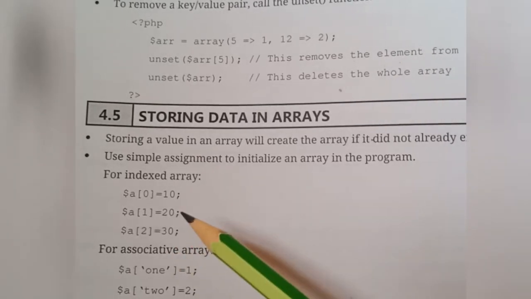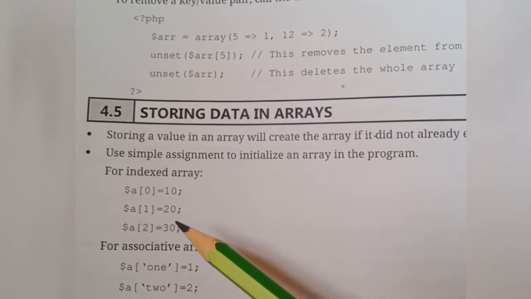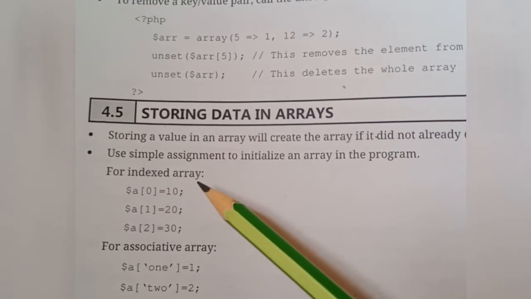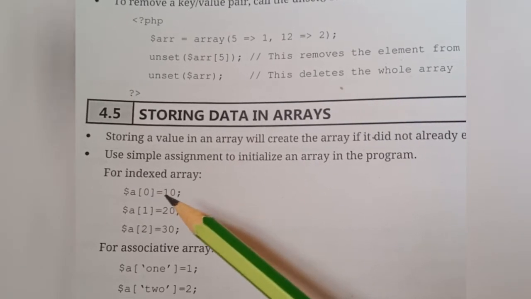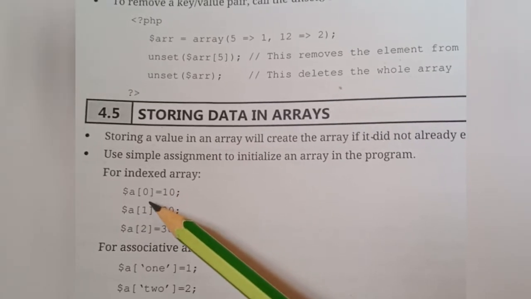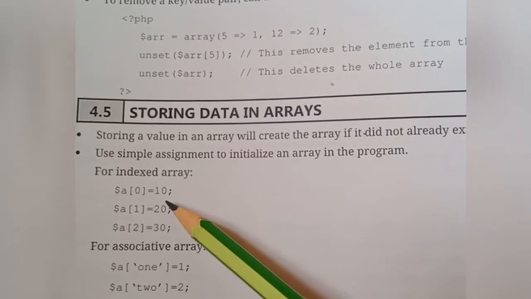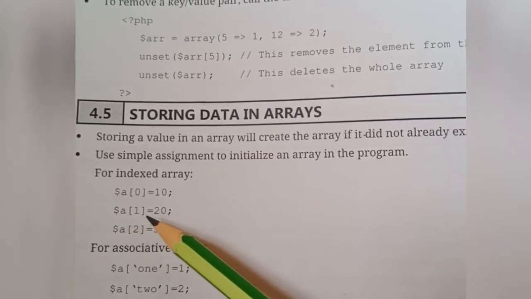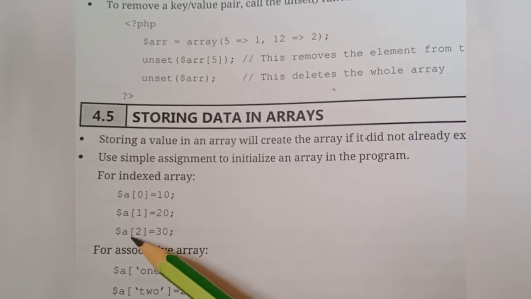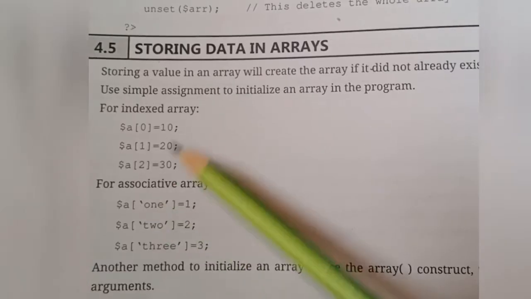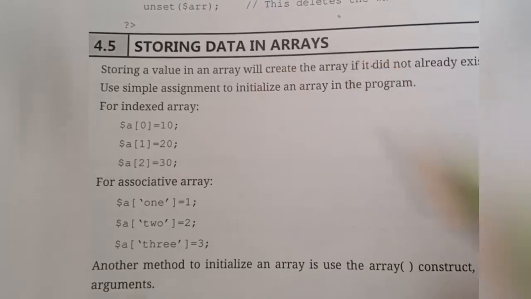Let's see here example how to initialize an array in the program. First example for indexed array. First array is $a, index 0 equals to 10, $a index 1 equals to 20, and $a 2 equals to 30. This is indexed array.